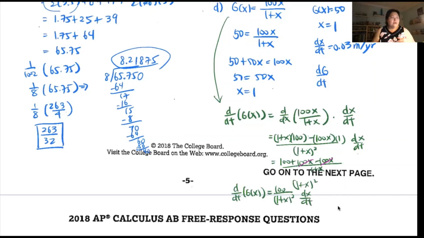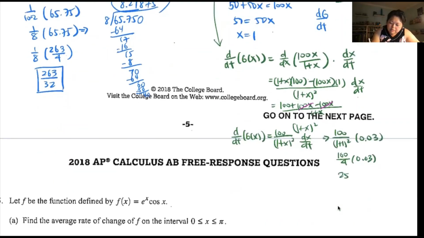Now let's look at everything we have so far, right? On the right hand side, we know x is 1, and we know that dx dt is 0.03. So let's plug in everything we know. So that's 100 over (1 plus 1) squared times 0.03. So 100 over 4 times 0.03. So that's 25 times 0.03. That's 0.75, right? So is it 0.75?